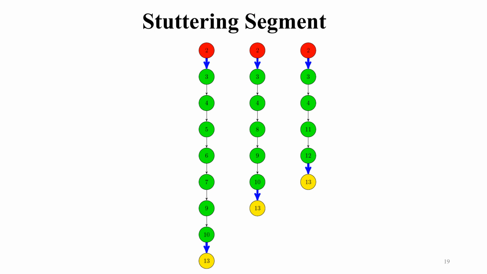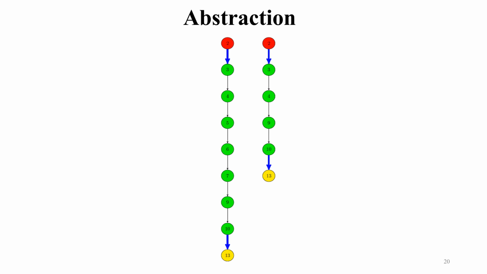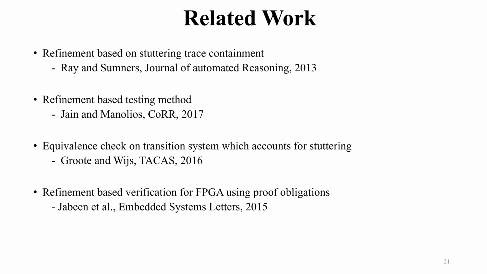For the S1 to S2 transition on the specification, we have 3 stuttering segments on the implementation transition system, which is shown here. Applying certain kinds of techniques, these stuttering segments can be reduced in length, but we have not described these techniques in this paper because that's not the main point.